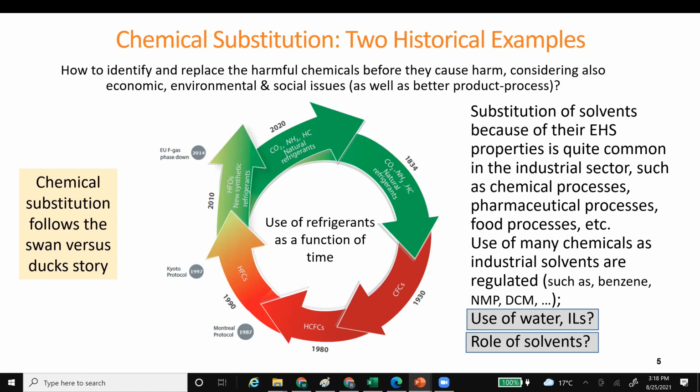What about ionic liquids? They're supposed to be liquid always. They will not be a problem with respect to VOCs, volatile organic chemicals. But many applications of solvents do require the solvent to vaporize, like product delivery and things like that. So one actually needs to also look at the role of solvents. A lot of issues need to be looked at.